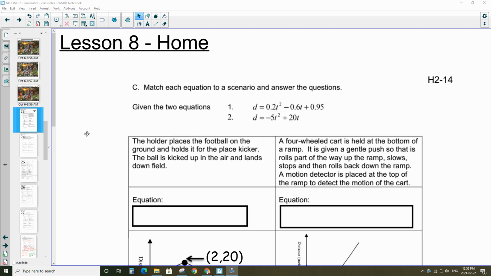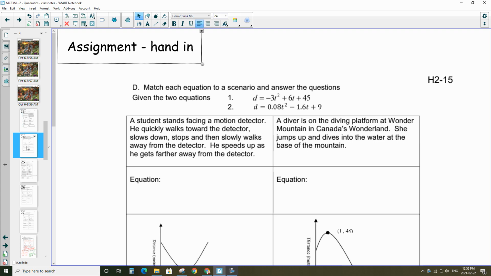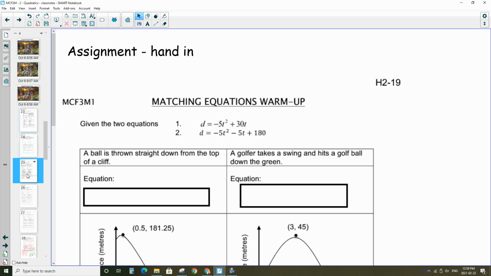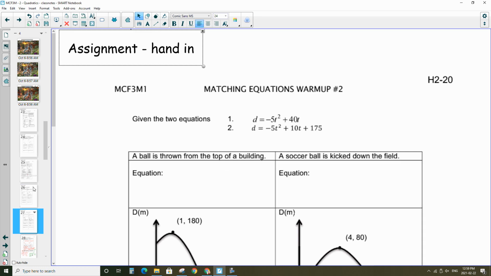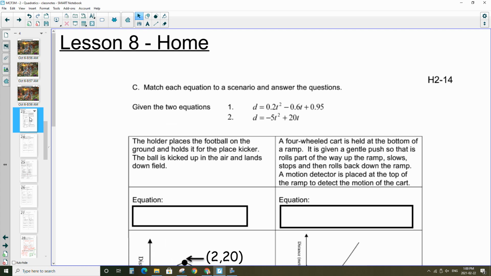And then after that, you're going to be handing in 3 worksheets. So you're going to be handing in page H2-15, H2-19, and then also H2-20. Okay, so those 3 sheets. I'm going to go through 14, and hopefully that will be enough to help you get through those other worksheets. And the other 3 worksheets you're going to complete, take a photo, and submit as you normally do with all of your work.